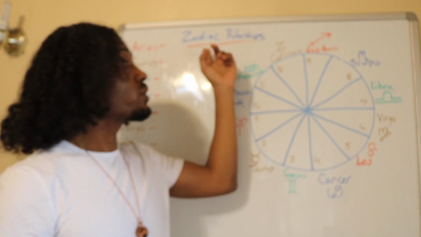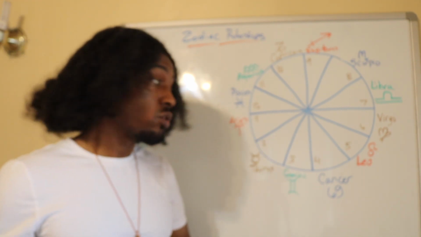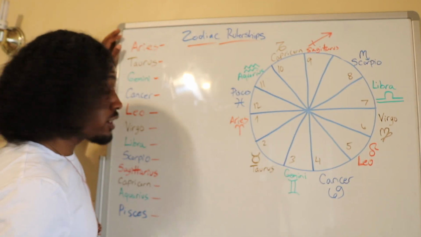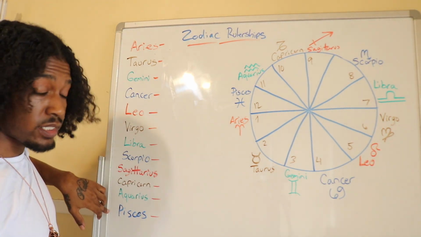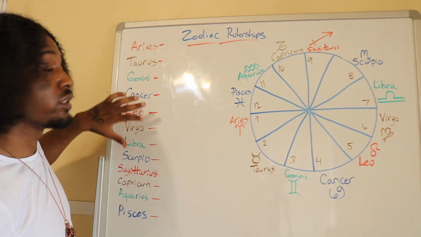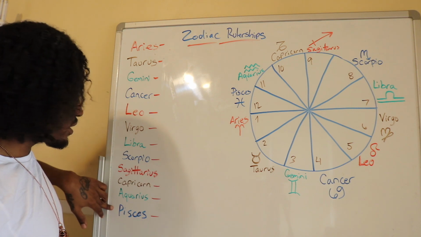We're here to do a video on the zodiac rulerships, or the zodiacal rulerships. Over here we have the 12 zodiac signs, and I color coded them by element. So we have Aries all the way through Pisces.